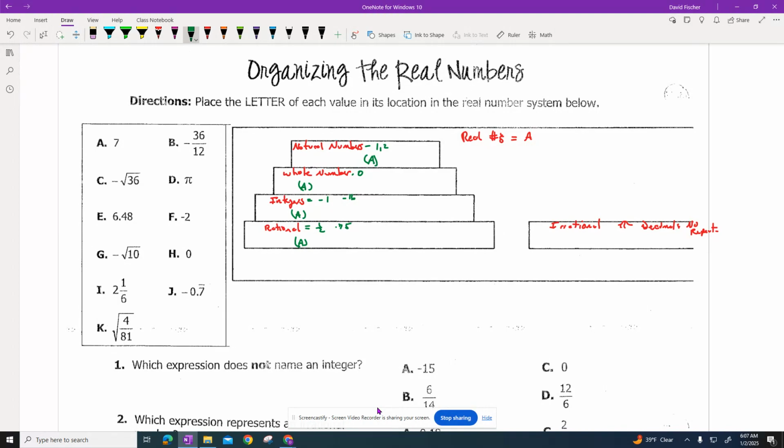I know 36 divided by 12 is 3, so this guy really equals negative 3. Negative numbers start down here with integers, so I'm going to put a B there.